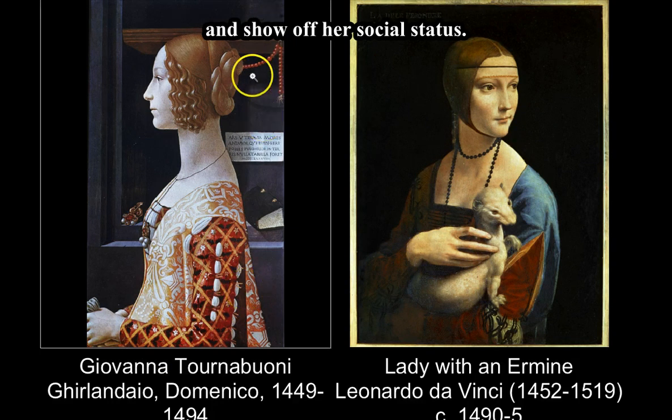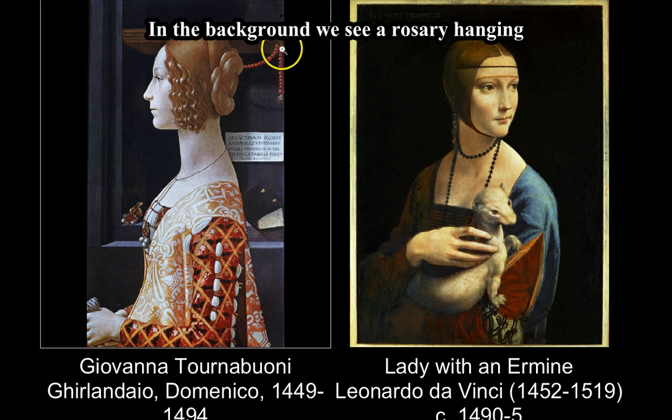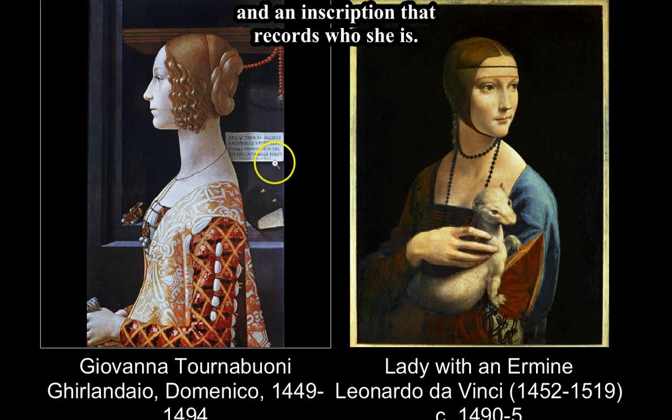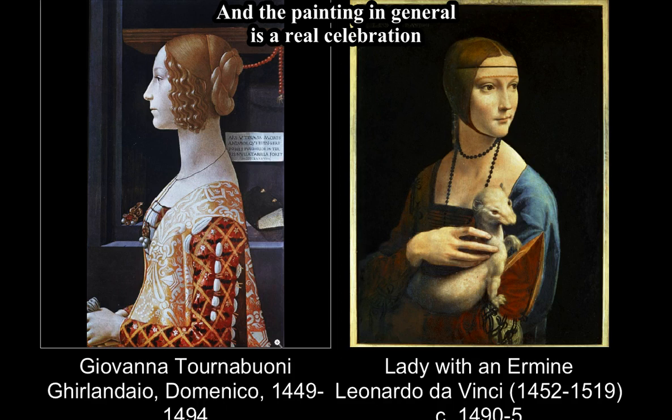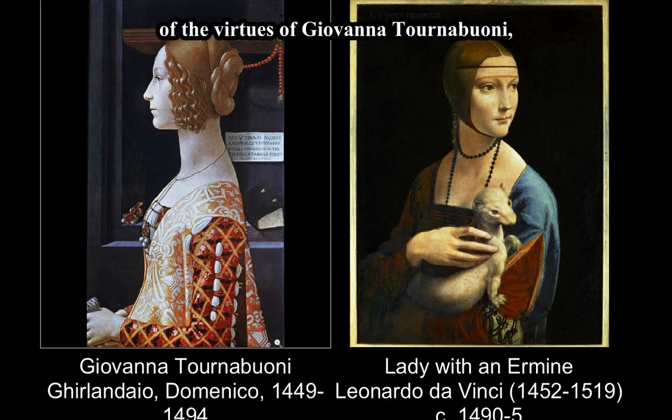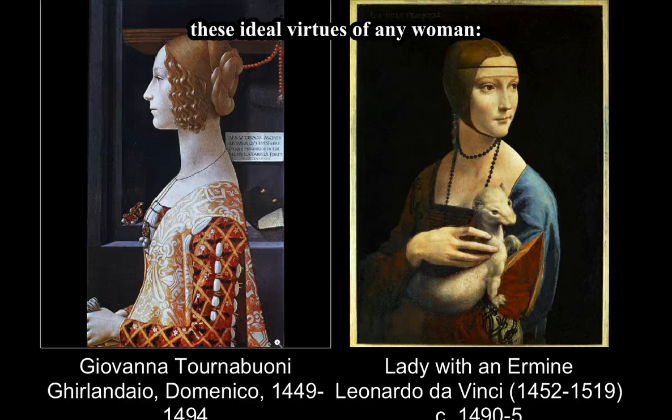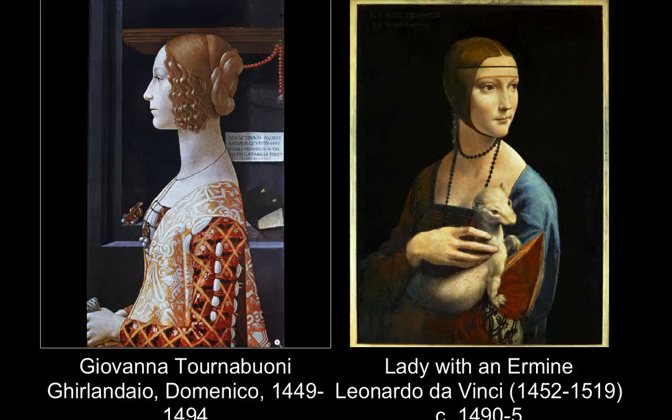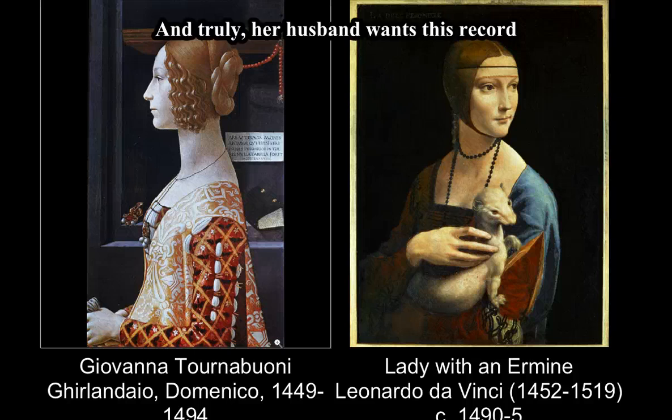In the background, we see a rosary hanging and a little book and another jewel and an inscription that records who she is. And the painting in general is a real celebration of the virtues of Giovanna Tornabuoni, these ideal virtues of any woman: chastity, morality, modesty, piety, certainly. And truly, her husband wants this record of the ideal qualities of his wife.